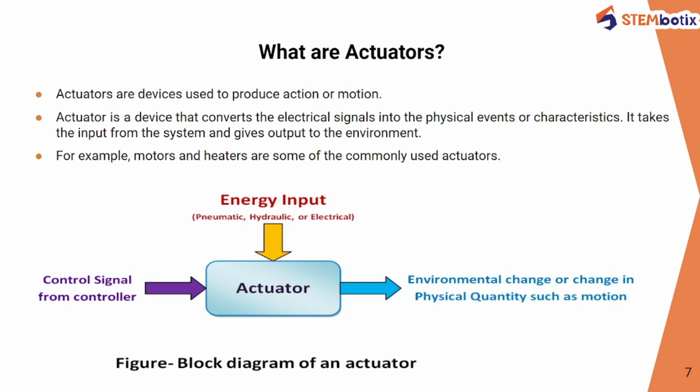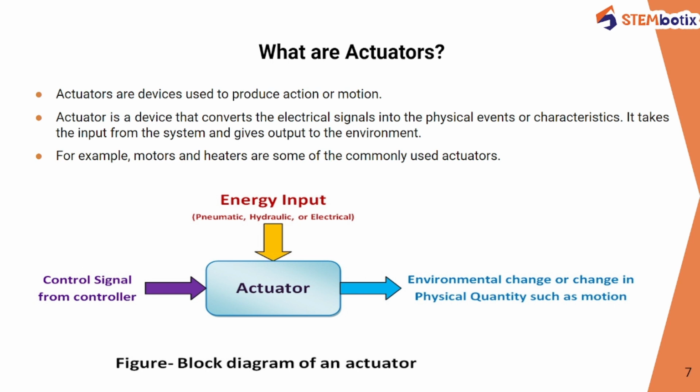So it takes input from the system and gives output to the environment, opposite to the sensors. Sensors take the physical quantity and convert it into an electrical signal, whereas an actuator is a device which first takes input from the system and then gives output to the environment. So it has first an electrical signal, and then it is the device that converts that electrical signal into a physical event. For example, motors and heaters.